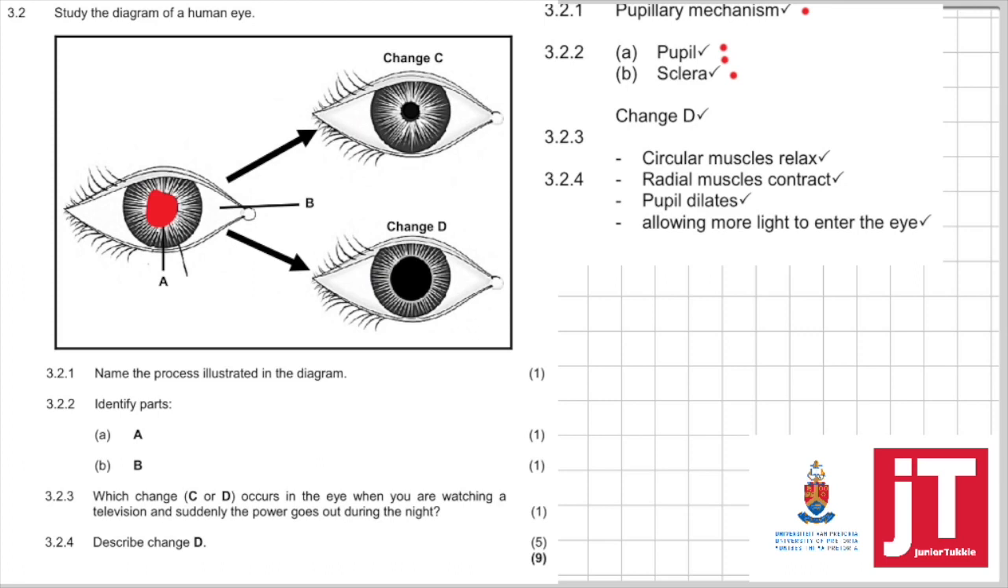3.2.3 Which change, C, O or D, occurs in the light when you're watching television and suddenly the power goes out during the night? That, of course, is part D because the pupil will dilate. 3.2.4 Describe the change in D. The circular muscles will relax. The radial muscles will contract. The pupil dilates to allow more light to enter the eye.